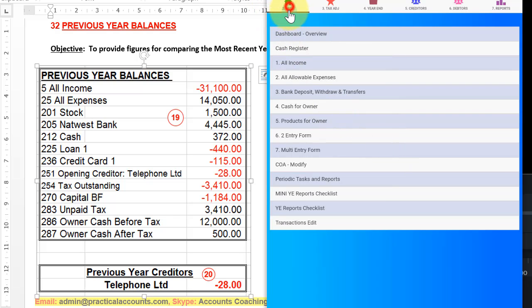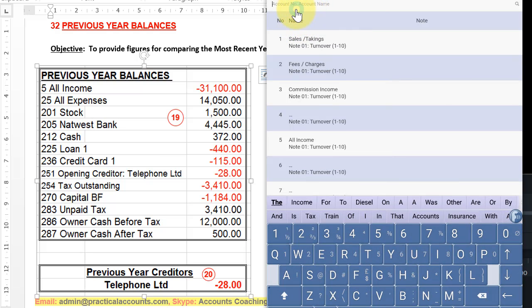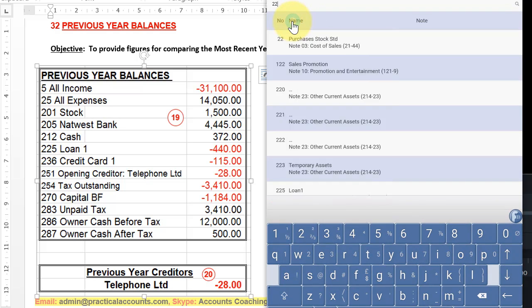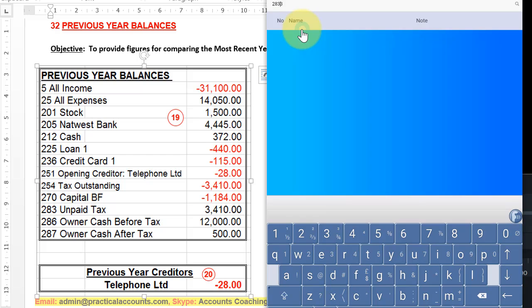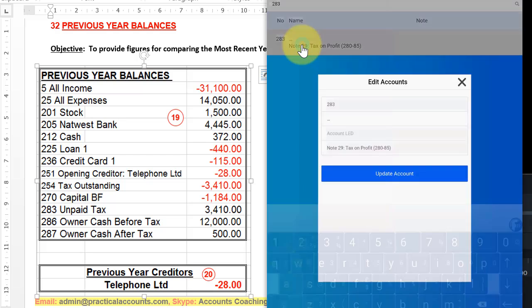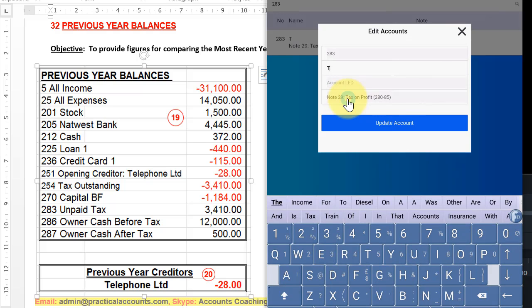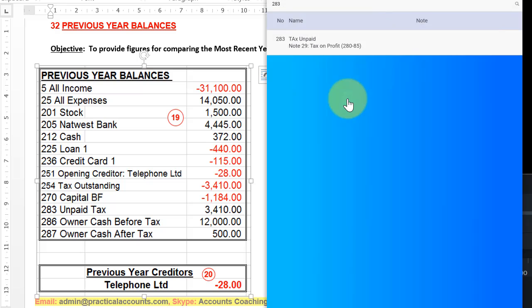Now remember, we need to customize account 283. We need to do it now. So we need the chart of accounts modify, and we search for account 283. It's not behaving very well. All right, now we need to customize this to tax unpaid. And we click update. That should be very good.